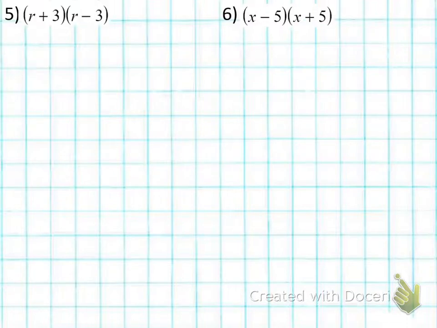Okay, anyways, here we go. Next one, number 5. Tell your neighbor, is it the first, second, or third? Third. Okay, what's A equal to? R. B is equal to? 3. So what's R squared? R squared. What's B squared? 9. Put a minus sign in the middle, you're done. Boom. Wasn't that fast? That's one. I got it this time. Okay, do number 6 by yourself. Ready, set, go. Okay, good. You all got it. X squared minus 25.